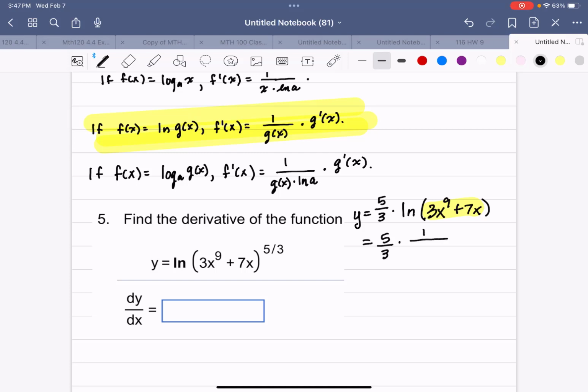There's something that I can take the derivative of. So it's times 1 over 3x to the 9th plus 7x times 27x to the 8th plus 7. So I'm using the power rule on that denominator. And so just multiplying what I have in the top, I'm just going to leave that 5 on the outside as a factor. And then I'll have a 3 and a 3x to the 9th plus 7x. So my final answer is 5 times 27x to the 8th plus 7, all of that divided by 3 times 3x to the 9th plus 7x.